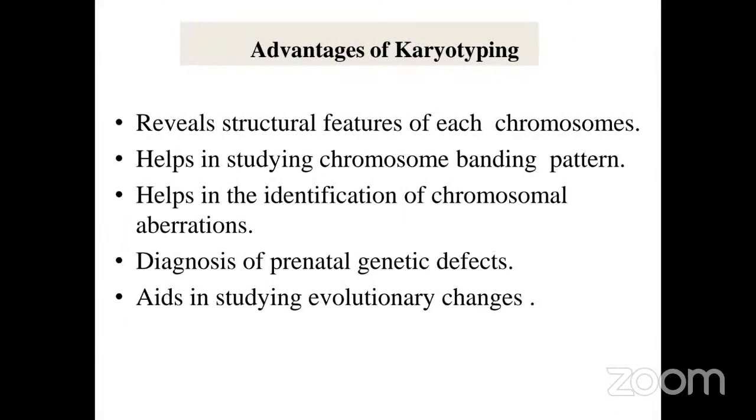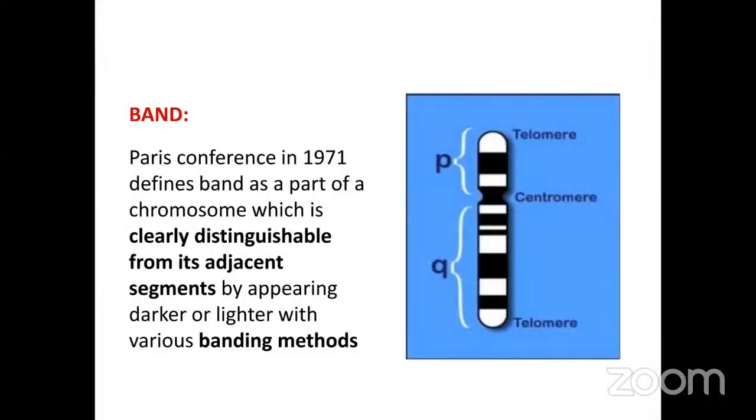So this is the ideogram. What are the advantages of karyotyping? We can revise the structural features of each chromosome, study the chromosome banding pattern, and identify chromosomal aberrations, which we'll see in the next slides. We can also diagnose prenatal genetic defects, study various genetic disorders and diseases, and study evolutionary changes. All this is possible because of karyotyping.